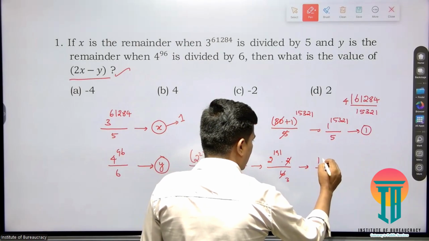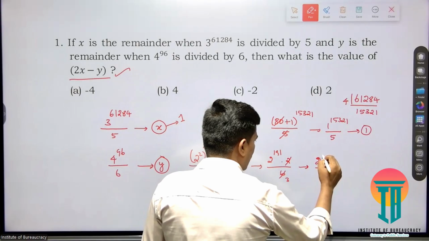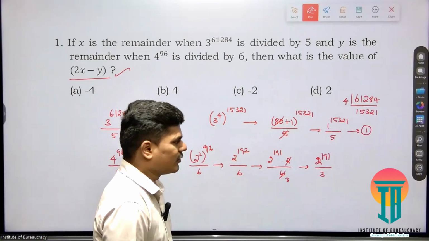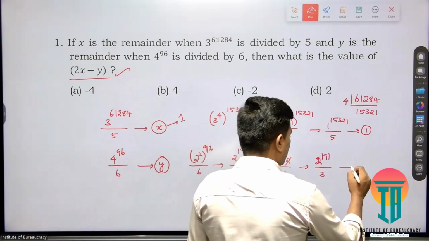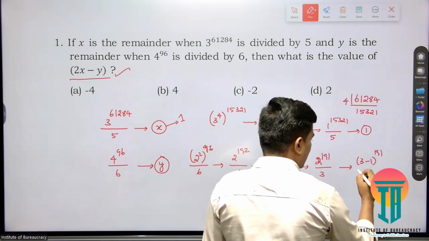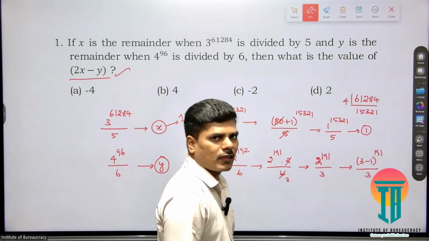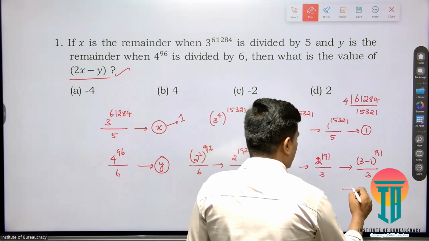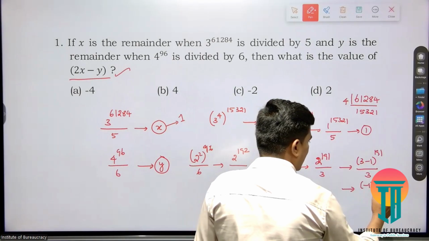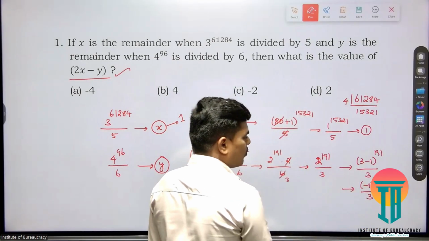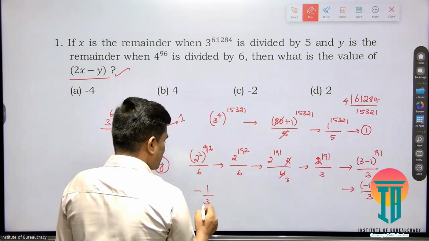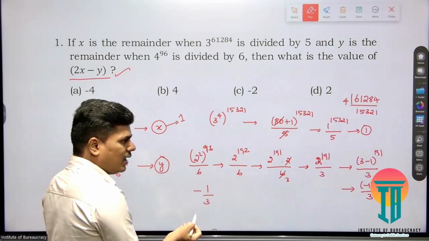So it's going to be 2 power 191. That 2 can be written as 3 minus 1, so (3 minus 1) power 191 divided by 3. Now this is going to be minus 1 power 191 divided by 3. Minus 1 power 191 means it's going to be minus 1.